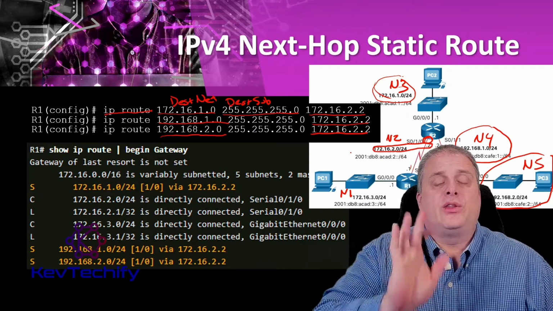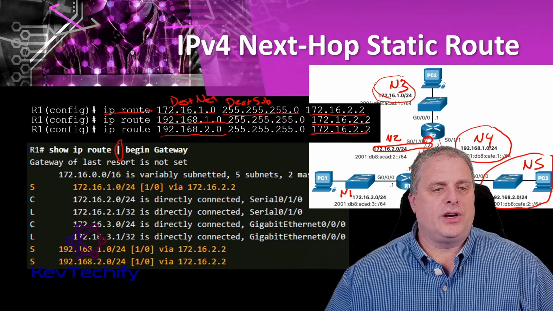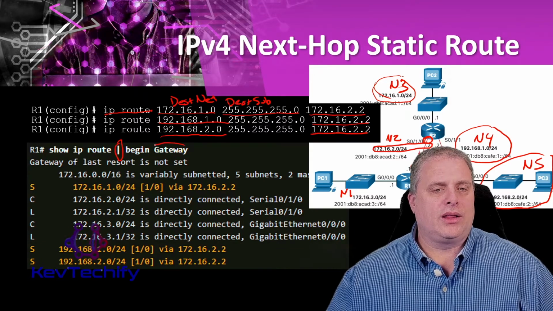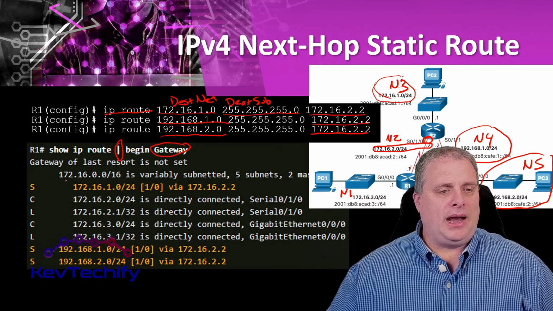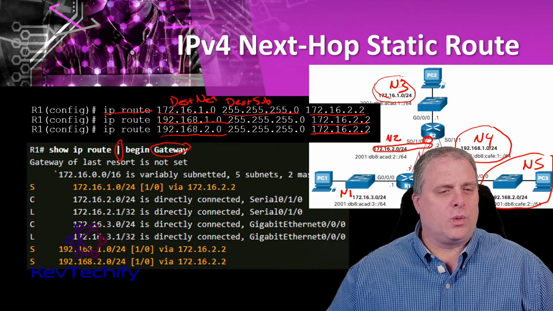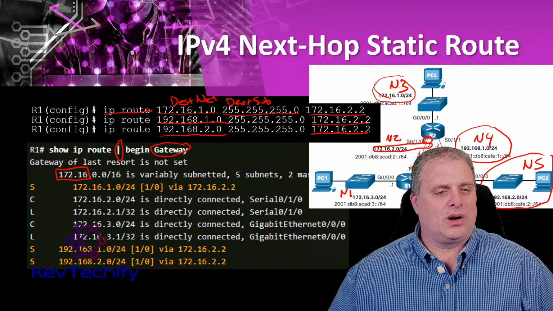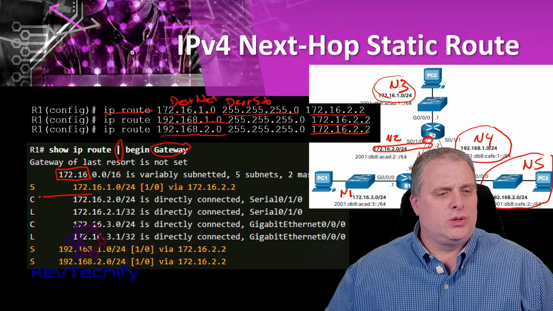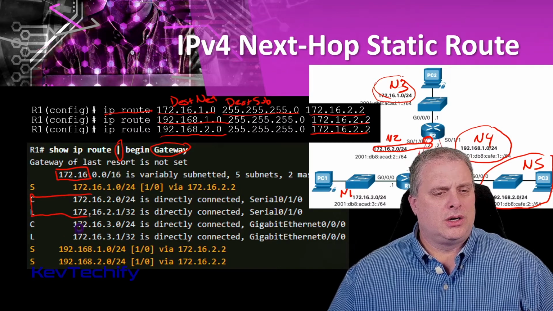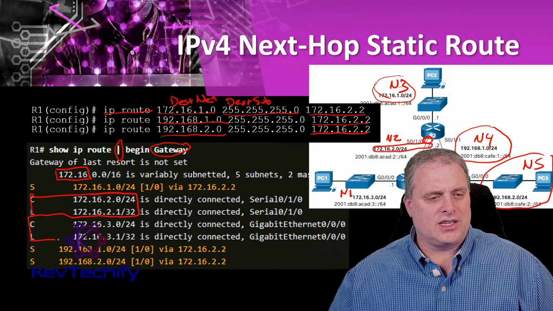Once we go ahead and create those static routes, then what we can do is show IP route. We're going to filter here and begin with the gateway. That way we don't get all the codes and everything at the top. We can see that we have the parent class full network of the 172.16/16 network. And we have our 2 directly connected local addresses in here because those are the interfaces we configured.